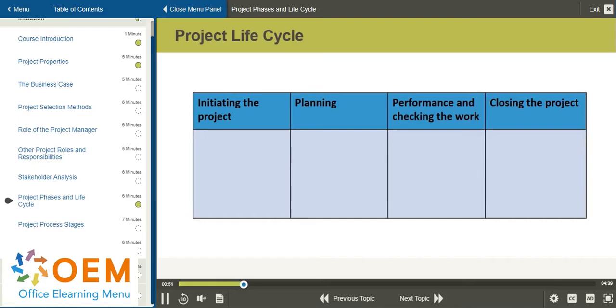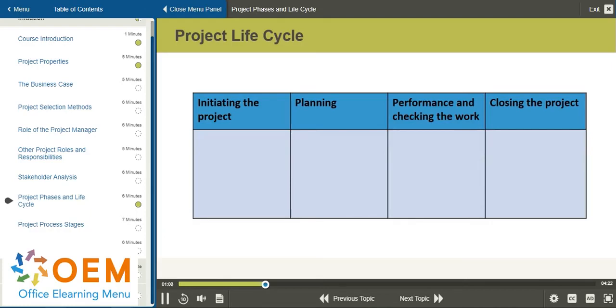Performing and checking the work for a project involves getting materials and building and producing a product or service. It also entails testing quality and performance and making modifications if required. Finally, the product or service must be prepared for delivery.